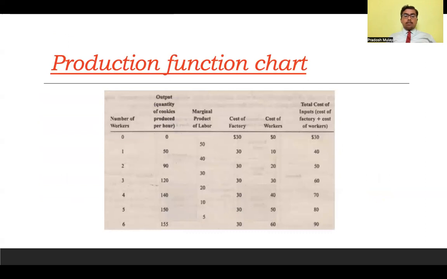Then in the production function chart, the number of workers goes from 0 to 6. The output of cookies produced is 0 to 155. The marginal product of labor is 50 to 5. The cost of the factory is 30 each, the cost of workers is 0 to 60, and the total cost of input is 30 to 90.